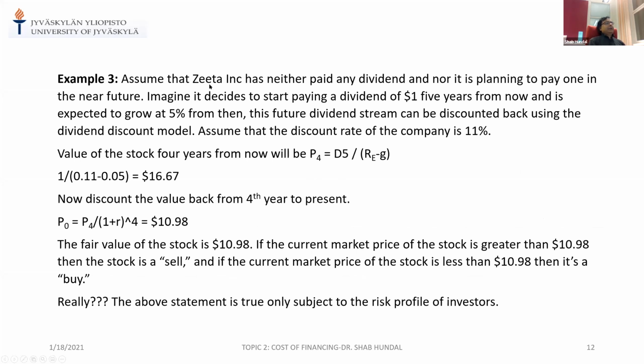Assume that there's a company called Zeta Incorporation. It has neither paid any dividend in the past, nor does it have any plan to pay in the near future. So this company totally ignores dividends. Imagine it starts paying a dividend of $1 five years from now.